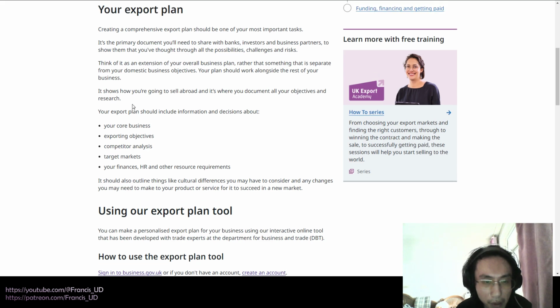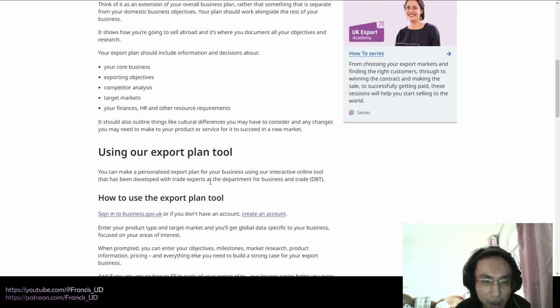Your export plan should include information and decisions about your core business, exporting objectives, competitor analysis, target markets, your finances, HR, and other resource requirements. It should also outline things like cultural differences you may have to consider and any changes you may need to make to your product or service for it to succeed in a new market. Using our export plan you can make a personalized export plan for your business using our interactive online tool that has been developed with trade experts at the Department for Business and Trade, DBT.